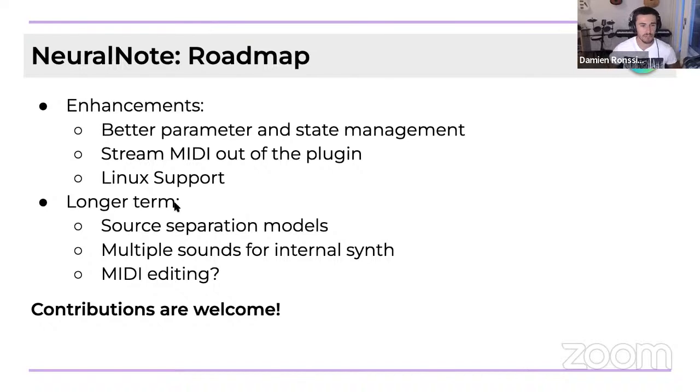And for the longer term, I have some ideas. One thing that I think would be nice is to have some more machine learning inside the plugin and have source separation models, so that you can drop a full song in NeuralNote and then say, okay, I just want to transcribe the piano. So you first run a source separation model for the piano, you get the isolated piano track, and you run BasicPitch on this. I think this would be pretty nice. It would give you more possibilities in NeuralNote.